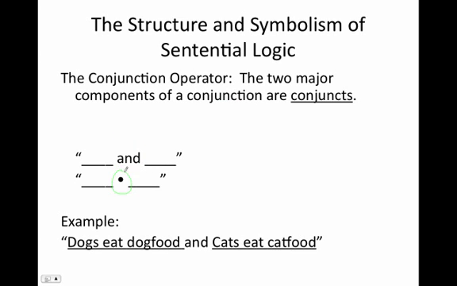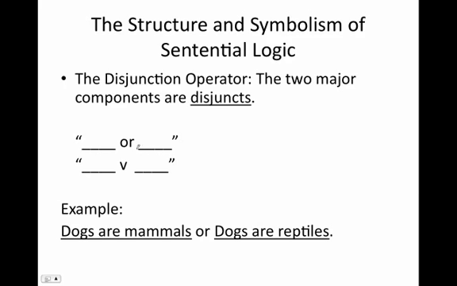The dot is the conjunction. So when you see a V, that means disjunction. Blank or blank, okay? An example, again: dogs are mammals or dogs are reptiles. Two simple sentences, sentence 1 and sentence 2. Via this disjunction operator, they form the compound sentence 3. Sentence 1 and sentence 2, joined by the disjunction, result in the compound sentence 3. And in compound sentence 3, sentence 1 and sentence 2 are both disjuncts.